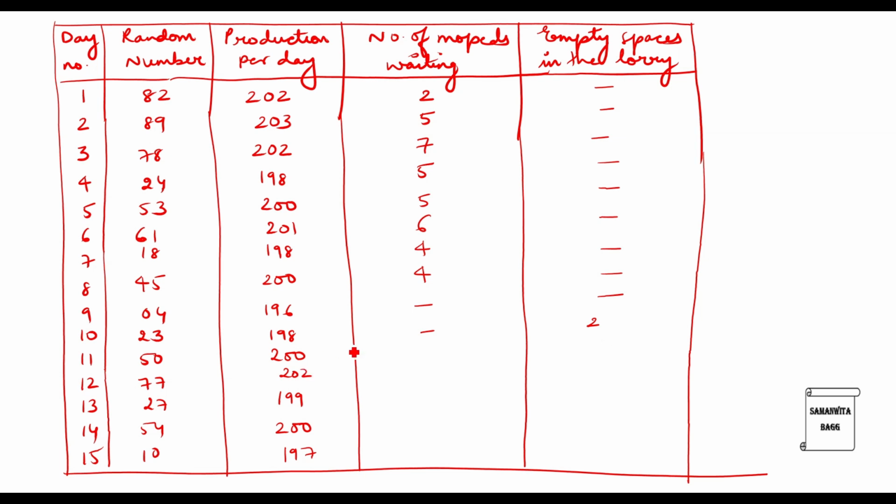Then 200 made, 200 sent. So the number of mopeds waiting will be nil, and the empty space in the lorry this time will also be nil. 202 made, 200 can be sent. So how many are waiting? 2. No space in the lorry.